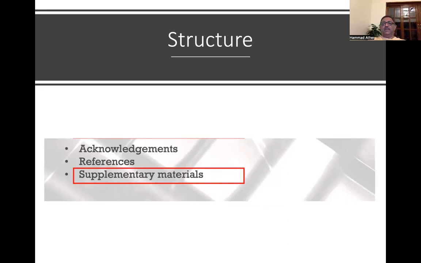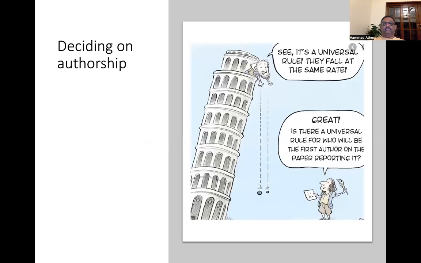Sometimes you provide supplementary material anyways. So, a simple experiment: a heavy thing and a light thing. The universal rule is that they fall at the same rate. And then obviously there's somebody who is doing the study, this gentleman who is throwing the two pieces of rock, one heavy and one small. And then this gentleman is observing if they are falling at the same rate.